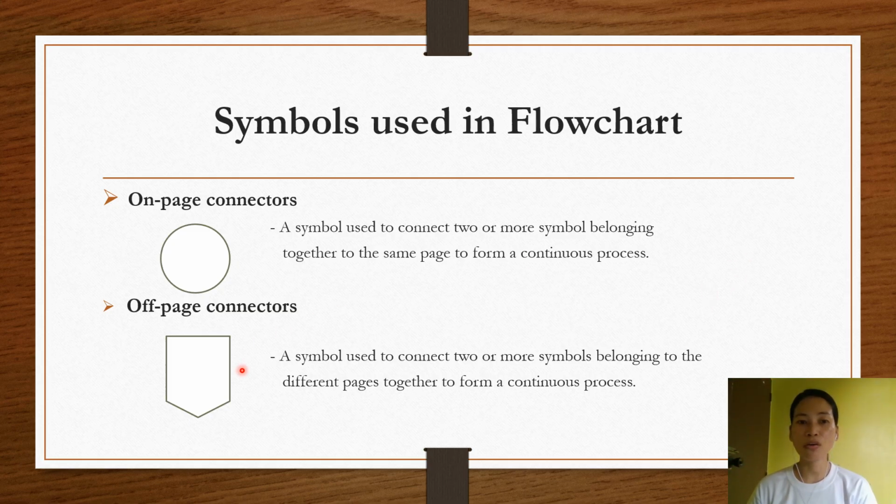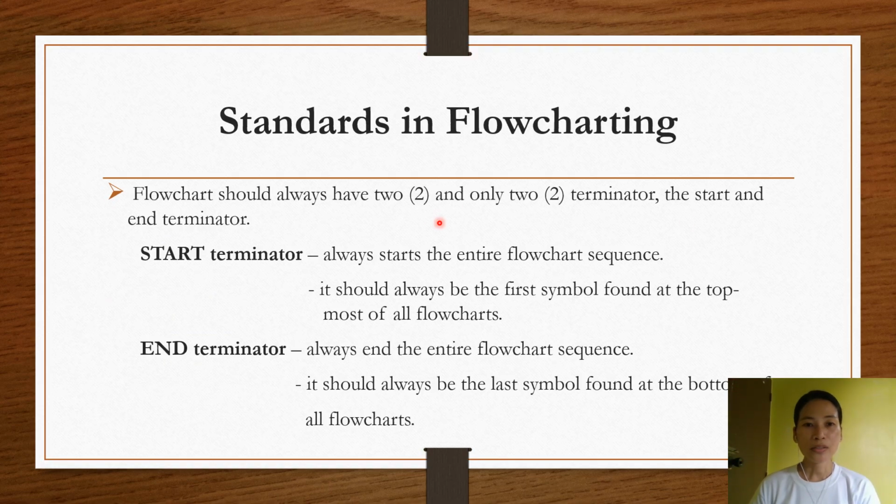The last one is the off-page connector. It is a symbol used to connect two or more symbols belonging to different pages together to form a continuous process. So we have standards in flowcharting.